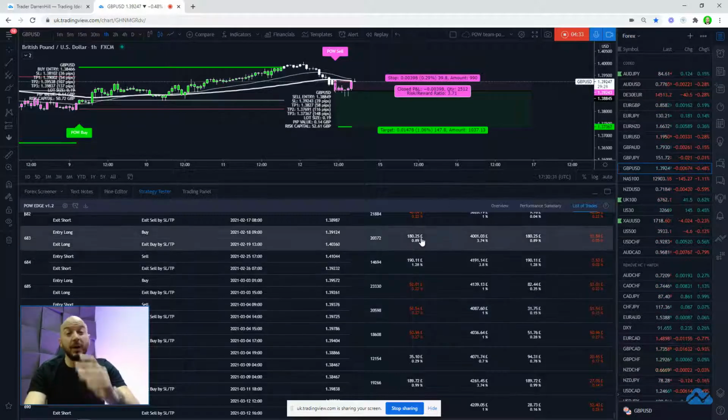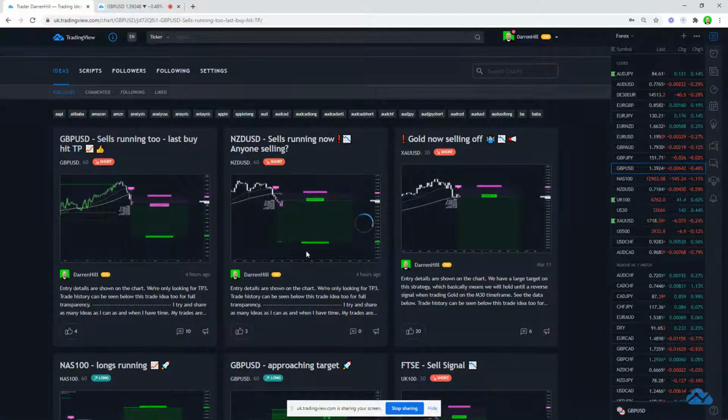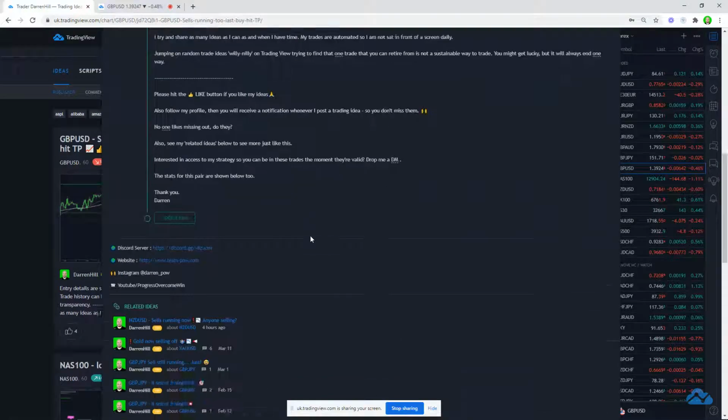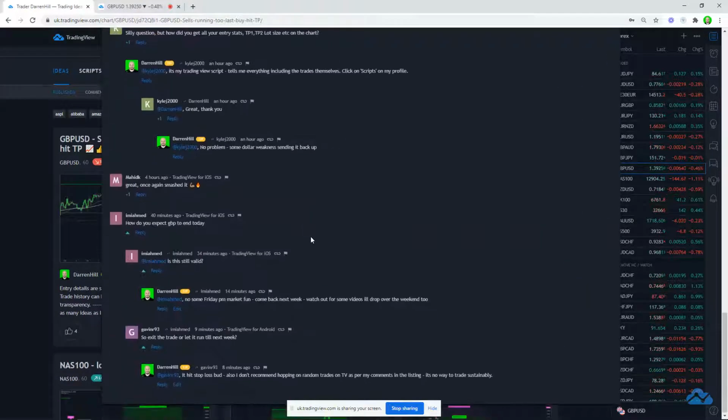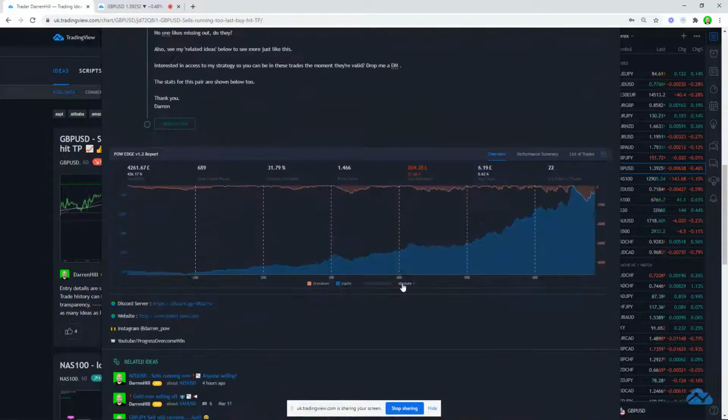Okay, so when I post a trade idea, just to help you understand, when you click into it, scroll down. Let's go through these comments. Here you go. Sorry, I missed it. So this is the snapshot of the live backtesting data for that pair on that time frame at that time. So you can see the stats.